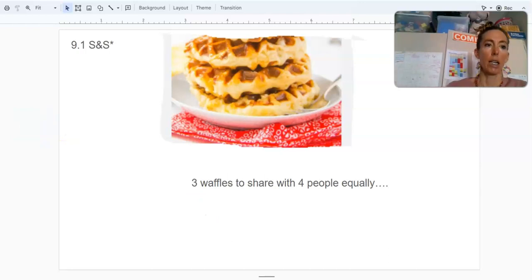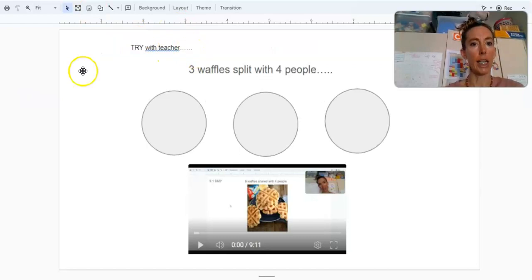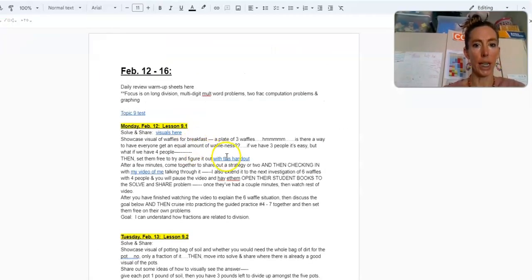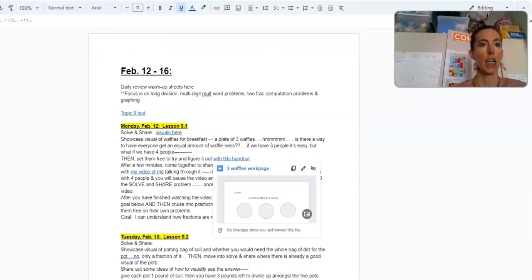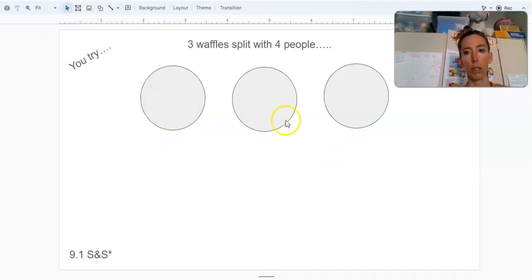So then, without discussing the answer, you're going to hand out this template where it says, you try. And then on the back of it, it says, try with teacher. So you're going to hand this out. It's in the notes right here. Okay. And you let them go forth with a pencil and try on their own to see what they can do to figure this out.